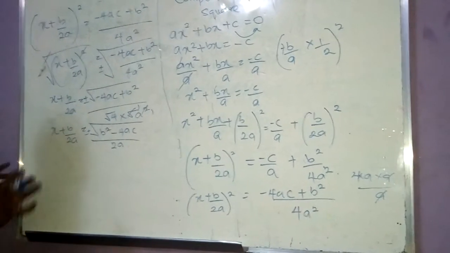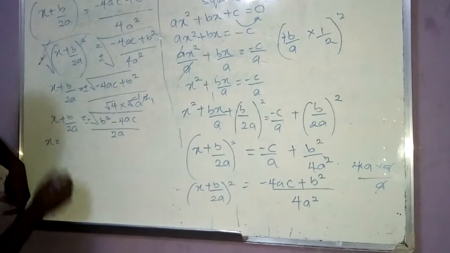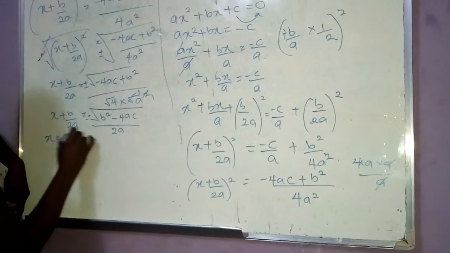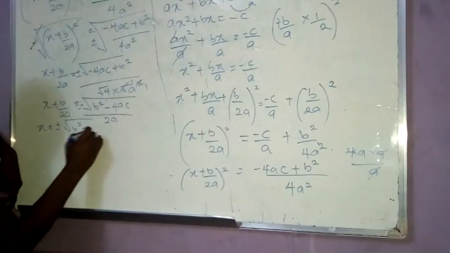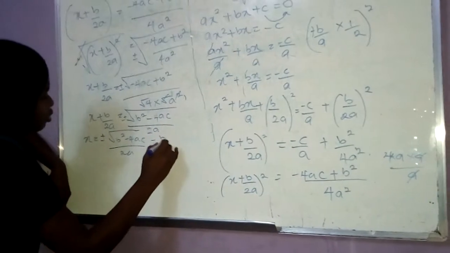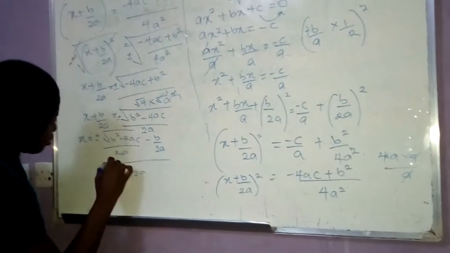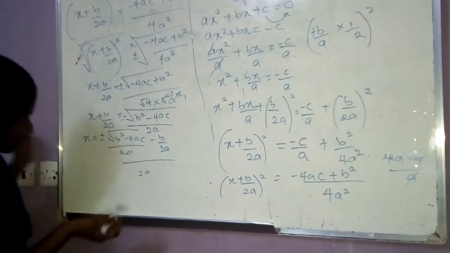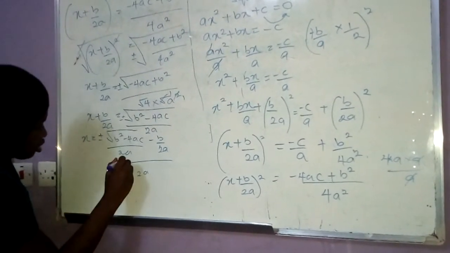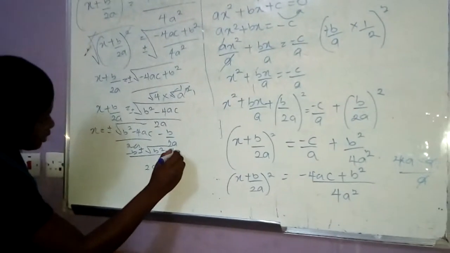So now what will we bring? We will bring this one to the other side. Equals to plus or minus square root of b square minus 4ac over 2a minus b over 2a. LCM 2a. So minus b, plus or minus square root of b square minus 4ac.